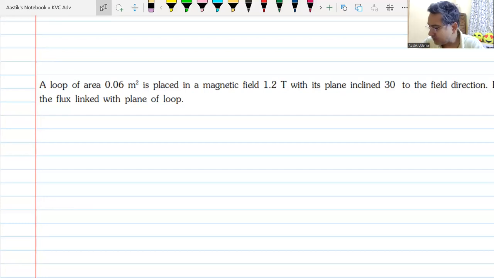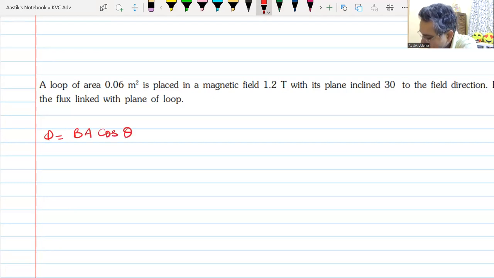So how are you supposed to find out? The flux through this would be equal to B A cos θ. How much is B? The magnetic field is equal to 1.2 tesla. Area of the loop is 0.06. And the plane is inclined at an angle of 30 degrees to the field direction. If I draw this, the plane is like this, and the magnetic field is like this at an angle of 30 degrees.